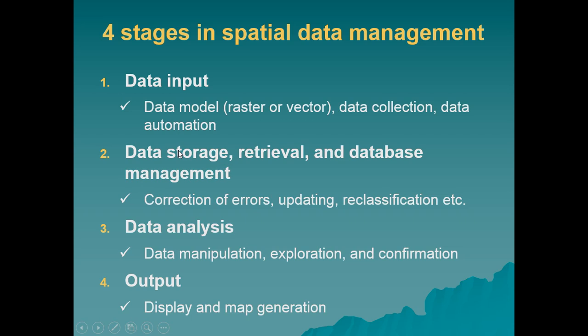stored. So remember, it has to be stored in a particular way. If it is a raster data set, it's stored in an array of cells. If it's a vector, it has to be stored as the map and the attribute table, etc. So the storage has to be planned and organized. Data has to be retrieved, and the data has to be managed. So what do we mean by all of this?